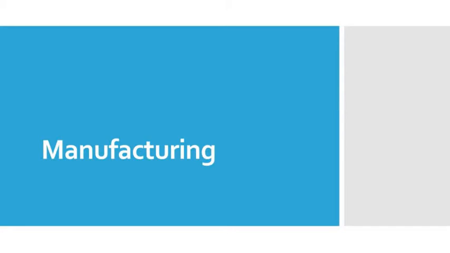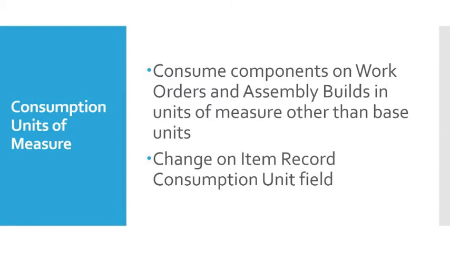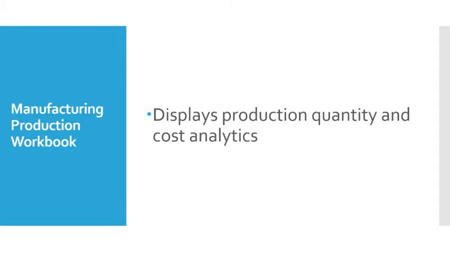There are two key manufacturing features I'll be talking about from the new release. You can now set a consumption unit of measure for each item. This allows the system to consume components on work orders and assembly builds in units of measure other than base units. The consumption unit can be set on the item record. As mentioned before, NetSuite 19.2 includes many standard workbooks for the NetSuite Analytics Workbooks feature. The Manufacturing Production Workbook provides production quantity and cost analytics.